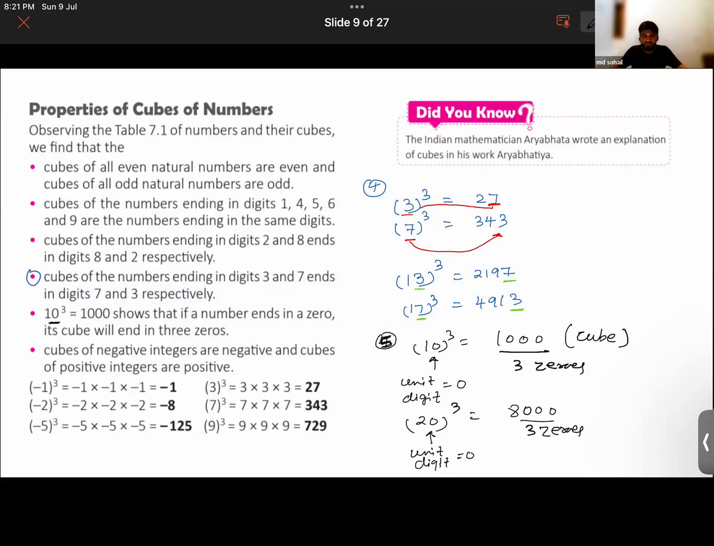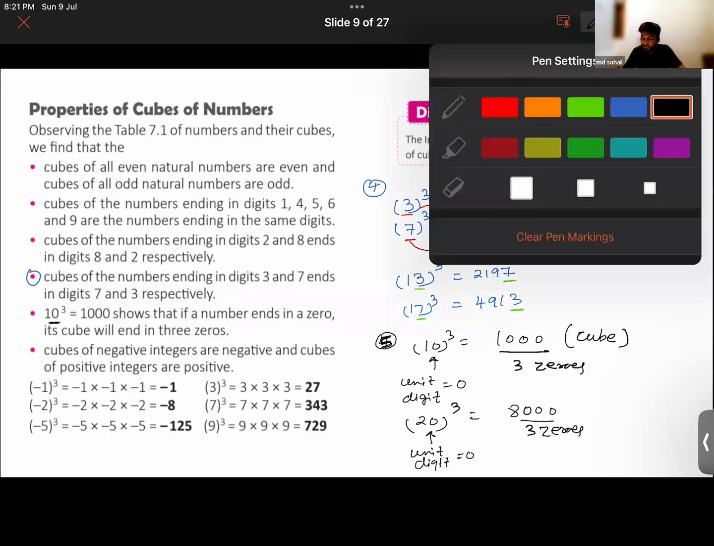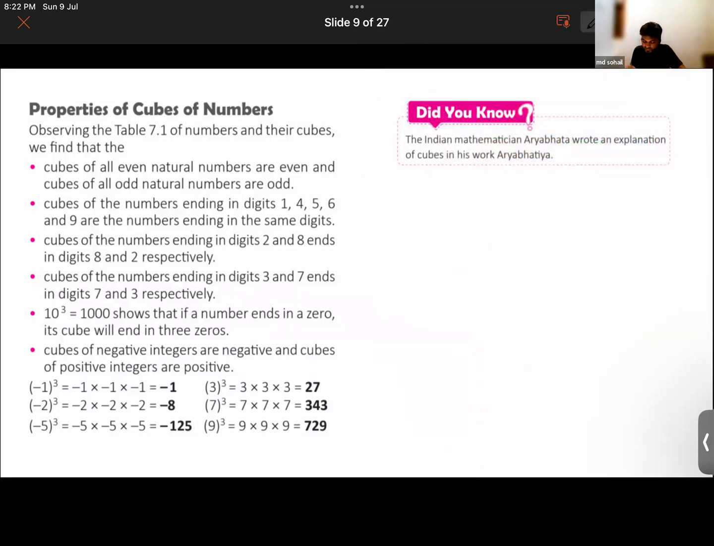Now take the screenshot of this one as well. Okay, sir, I've taken the screenshot. Now the last property is pretty simple. The cubes of negative numbers are negative and the cubes of positive numbers are positive. So what does this show? That negative numbers may also be perfect cubes. For example, I have a negative number, -5. Its cube is going to be -125, right?